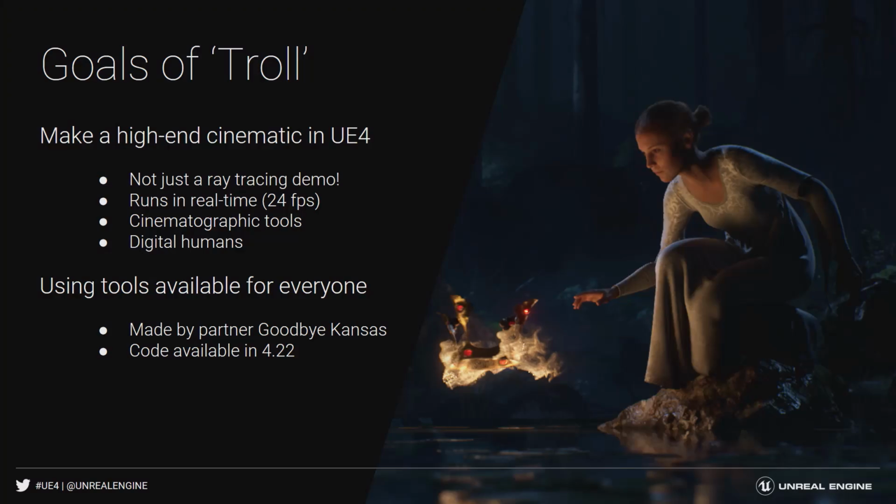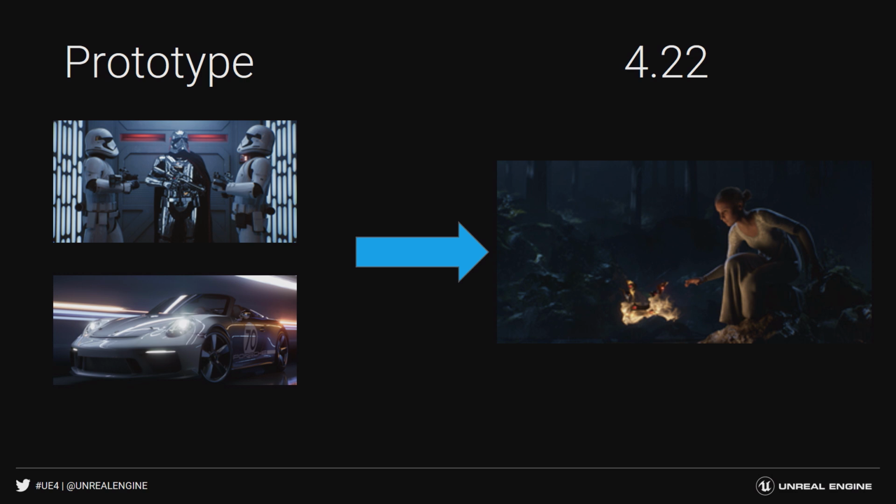There was another very important goal of this movie, which was to use 4.22 technology. It was not anymore just prototype code that you could not have access to. It was just the same code that you have in GitHub, the UE 4.22 code. We wanted to make it accessible to anyone. So there was no more secret sauce here, but just the UE4 that you guys have access to. So I'd like to explain what happened from the first prototypes to Troll and to 4.22.